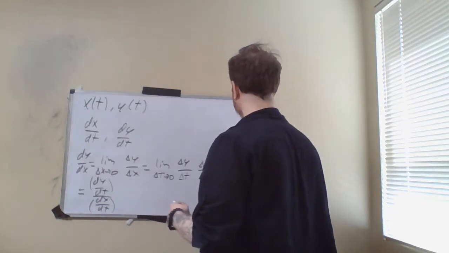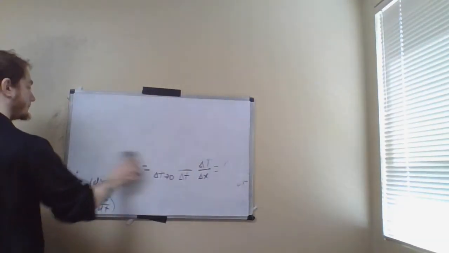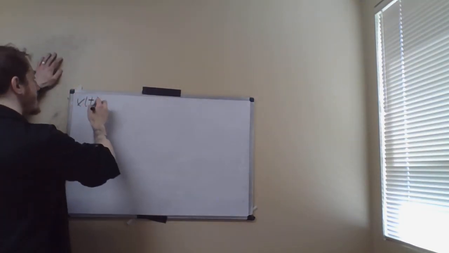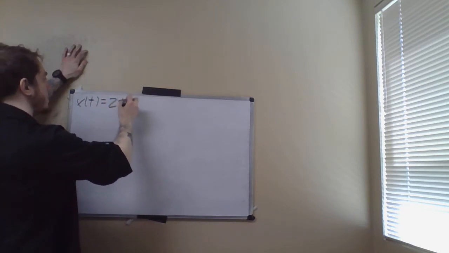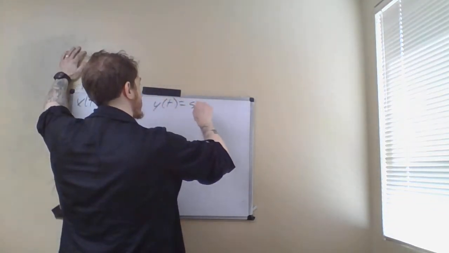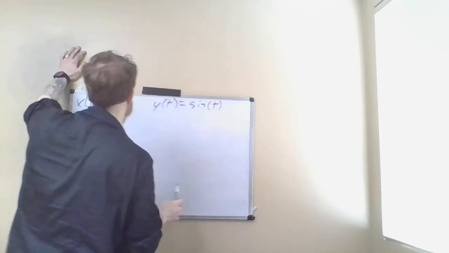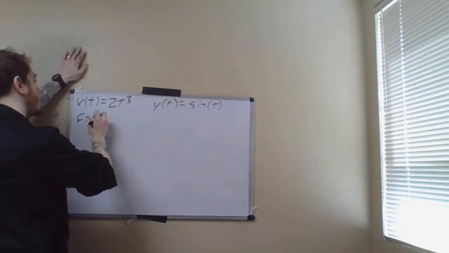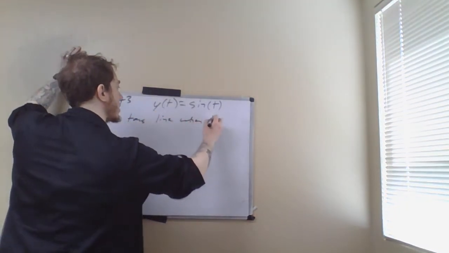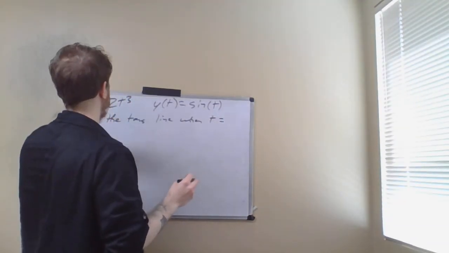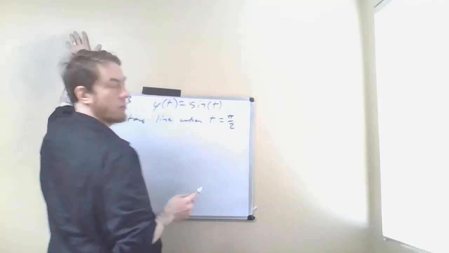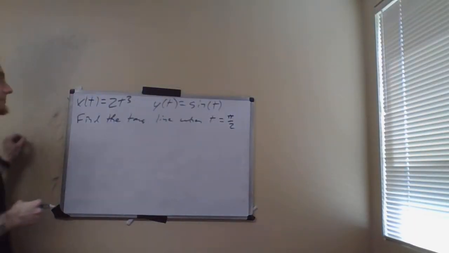And here's an example of this kind of thing. Let's suppose that we have x of t is going to be equal to 2t cubed, and y of t is going to be equal to the sine of t, and we want to find the tangent line when t is equal to, let's say that we want it to be equal to pi over 2. I don't know. I'm just coming up with some kind of a point.